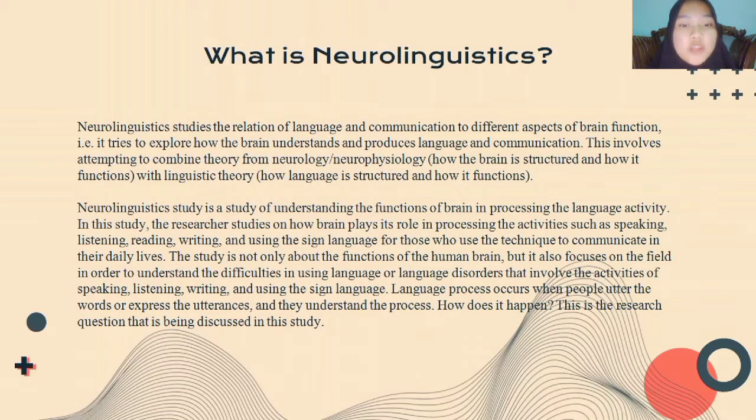The study is not only about the function of the human brain, but it also focuses on the part in others to understand difficulties in using language or language disorders that involve the activities of speaking, listening, writing, and using sign language. Language process occurs when people utter the words or express the utterance, and they understand the process.